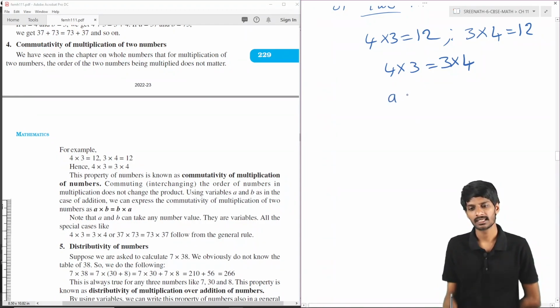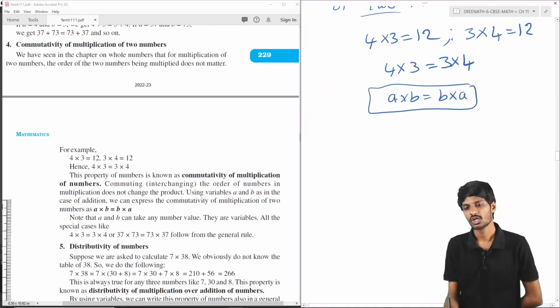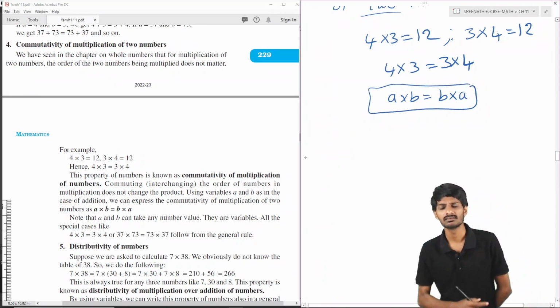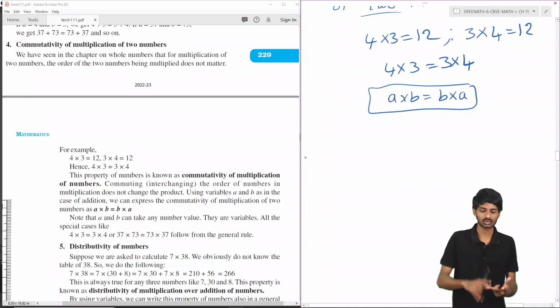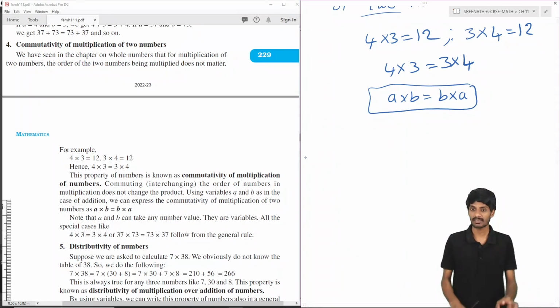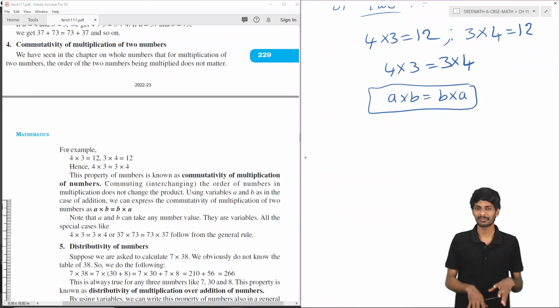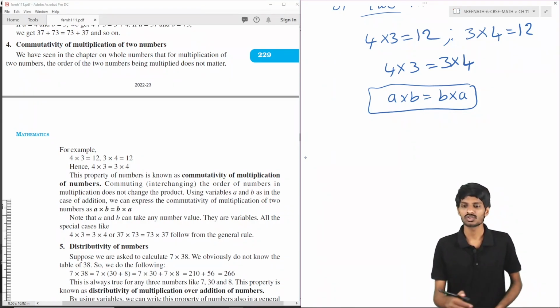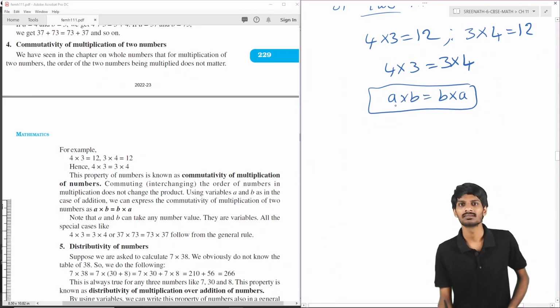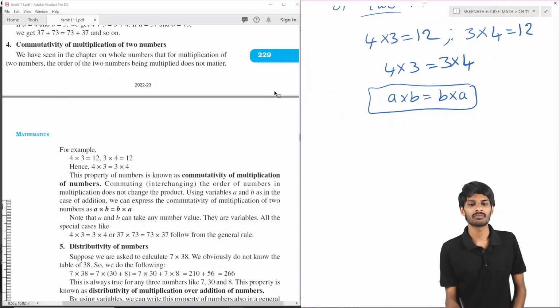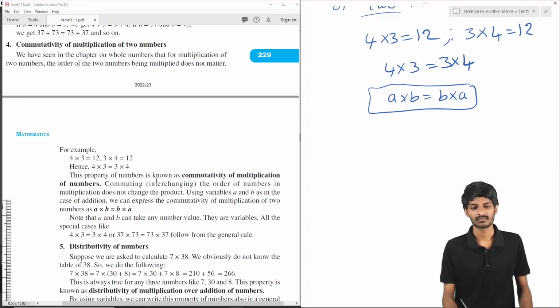So we are writing it as a cross b is equal to b cross a. So where a and b are what? Variables. A and b can take any values, 1, 2, 3, 4, 5, 6. You can substitute, or we can replace the letter a with any number. We can replace the letter b with any number. So the formula still holds. Why? Because it is commutativity of multiplication of two numbers.